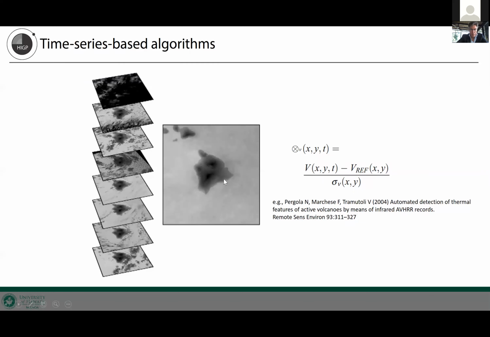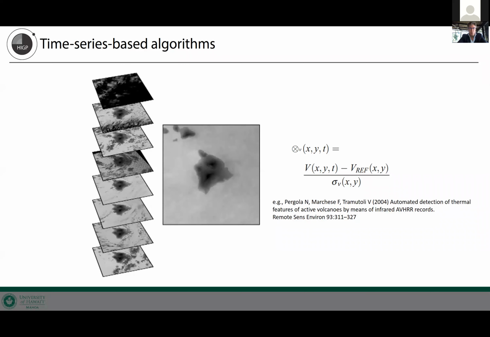If a lava flow appears here, then that pixel will have a much higher radiance. And when you compare that area of ground at that time to the way it's historically behaved in the past, you will find that the radiance is outside of that 3 standard deviation limit and it's anomalous. And in that way, you can flag it as a hotspot and a thermal anomaly. So that's a time series based algorithm.